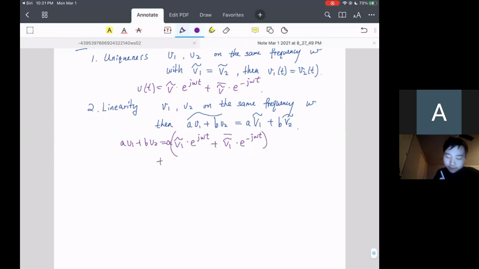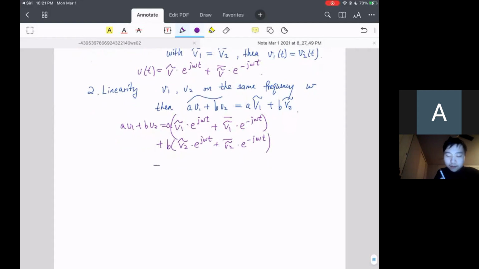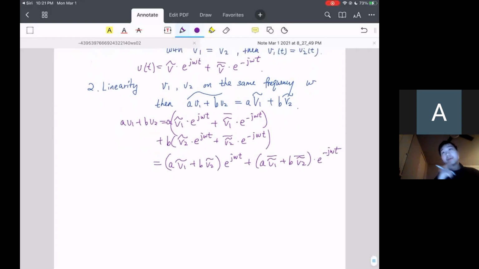We add it with B times V2 tilde times e to the j omega t plus the conjugate of V2 tilde times e to the negative j omega t. And that is equal to A V1 tilde plus B V2 tilde times e to the j omega t plus A, the conjugate of V1 tilde, plus B, the conjugate of V2 tilde, times e to the negative j omega t. Okay? So the sum of conjugates is the conjugate of the sum.